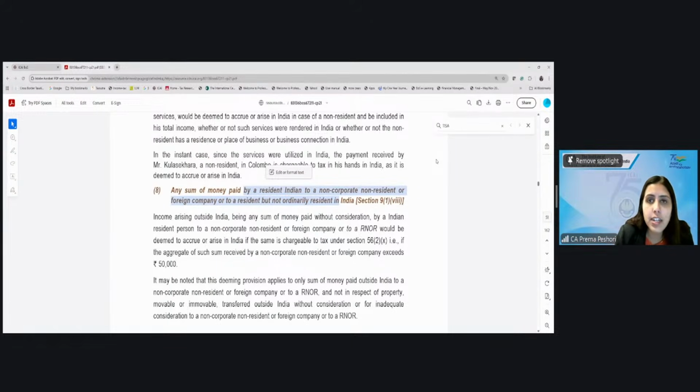Now, what is the tax rate in respect of interest? Interest, what is the tax rate?